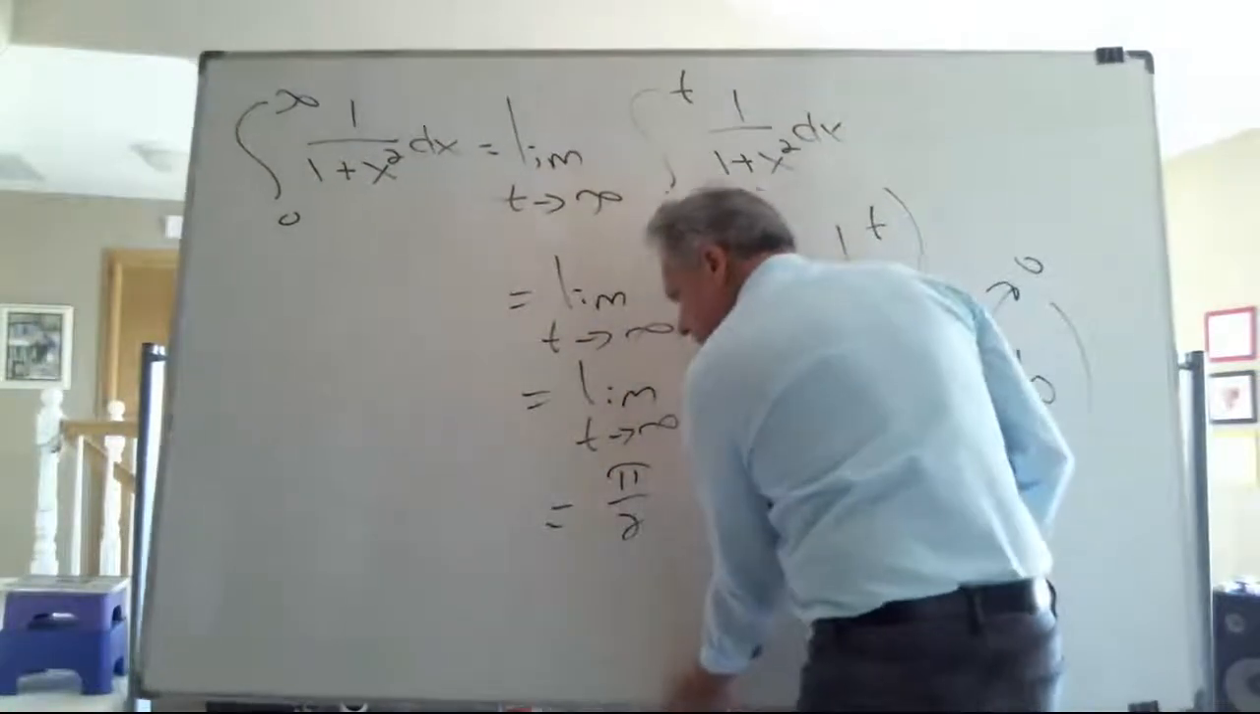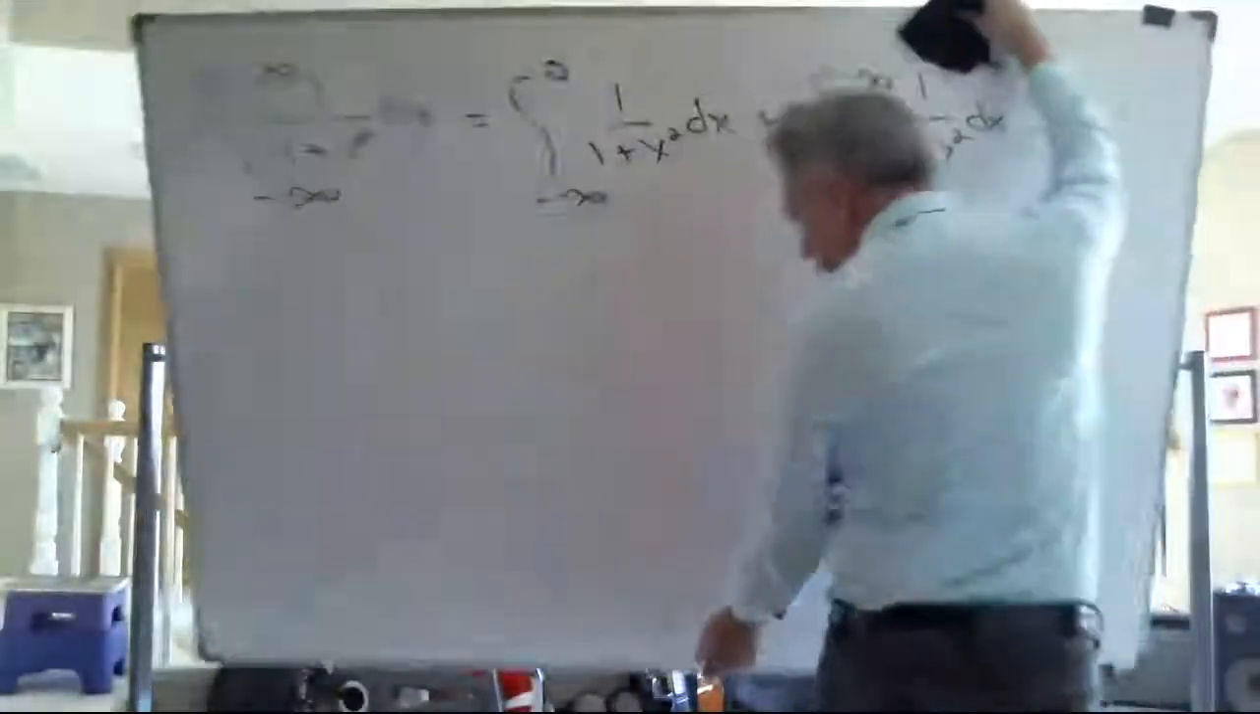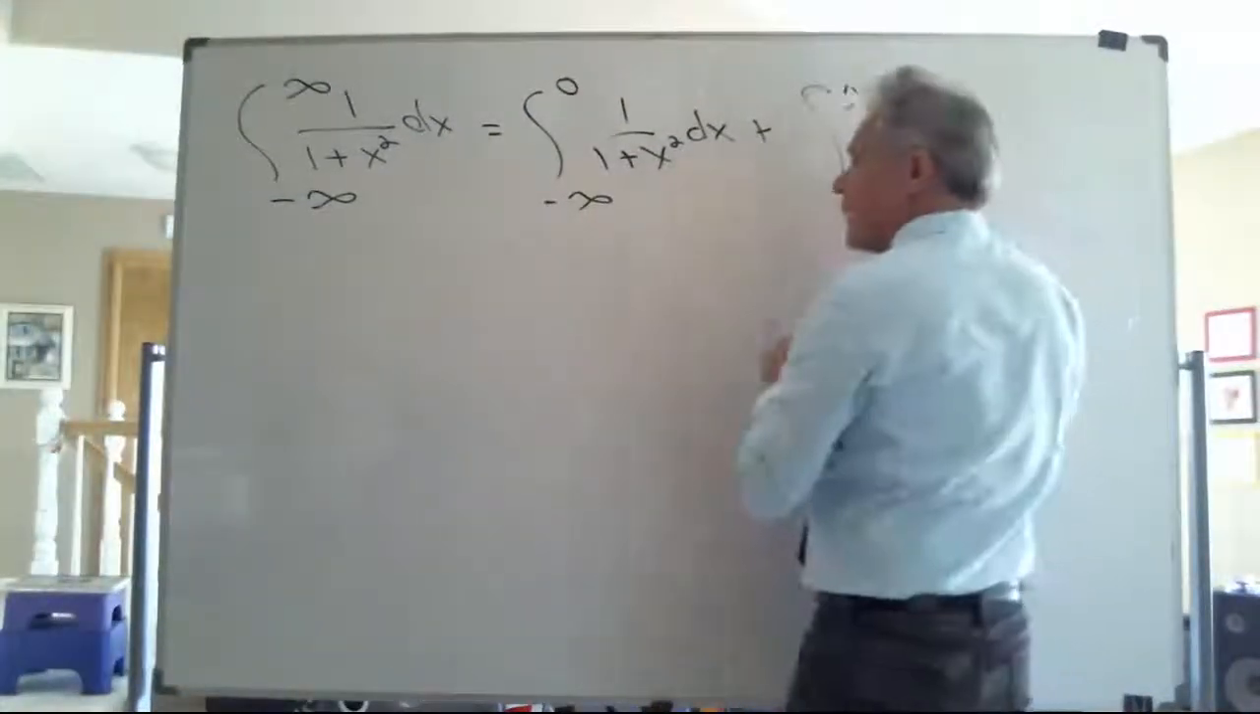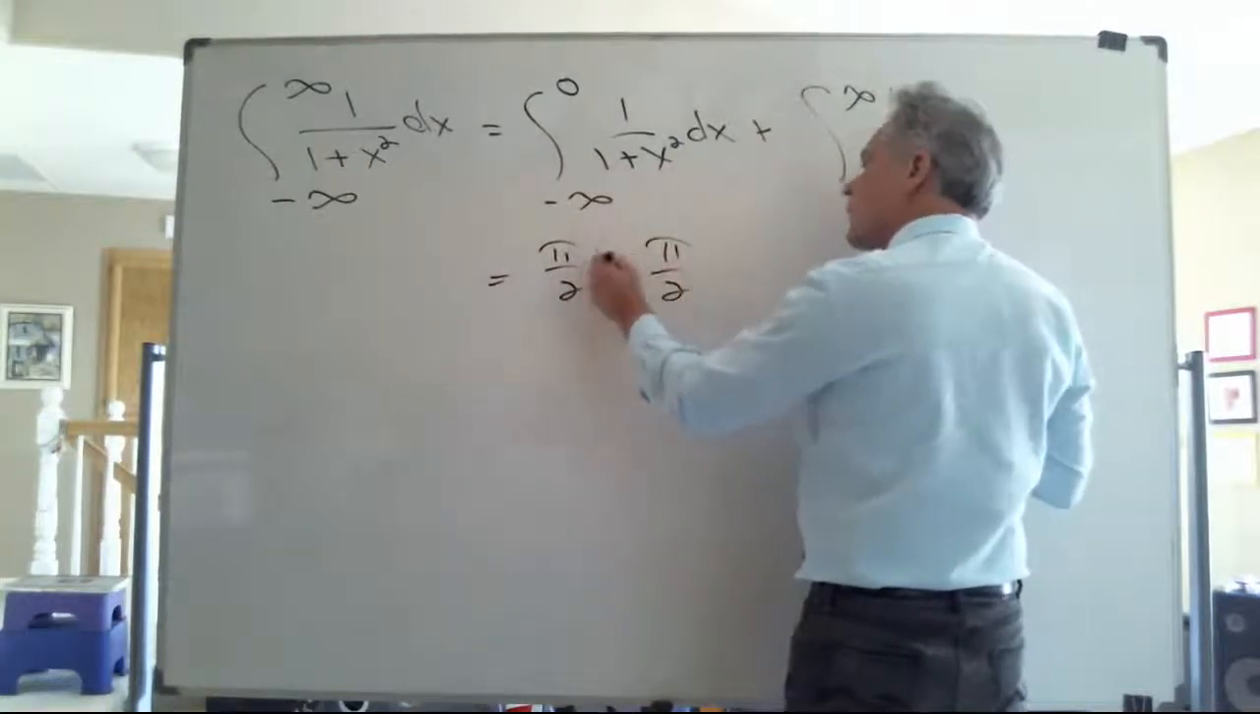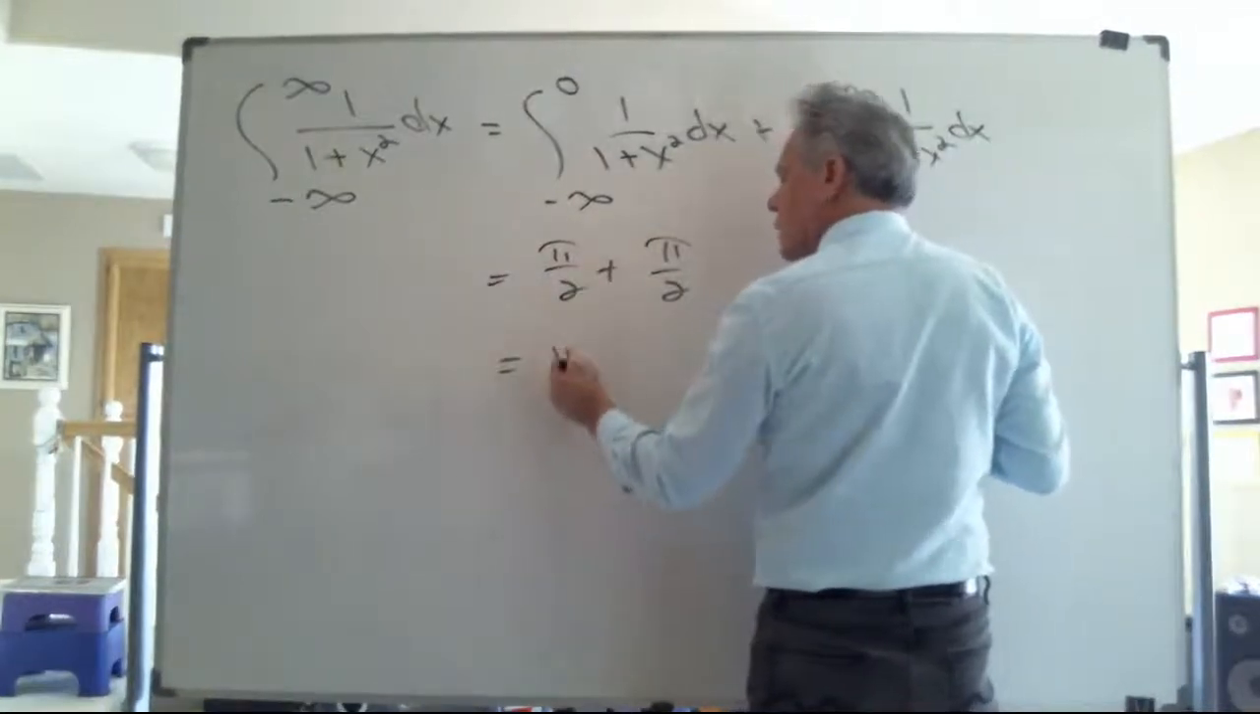So I guess in the end, that must mean, due to symmetry, that I have that value pi halves duplicated twice. And here is the sum.